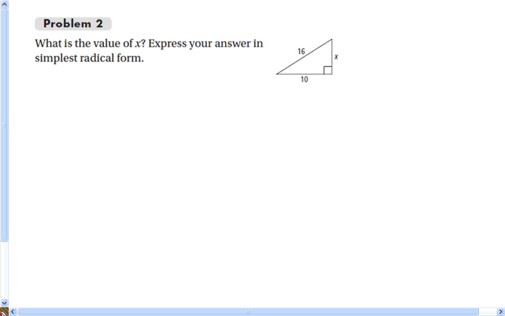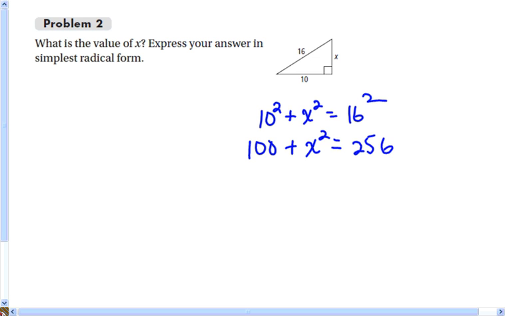Well, Pythagorean theorem says that the area of the squares on the legs added together equals the area of the square on the hypotenuse. So that means 10 squared plus x squared is equal to 16 squared. And so then we get 100 plus x squared equals 256. Subtract 100 from both sides. We get x squared is equal to 156. And then we want the positive square root of 156.